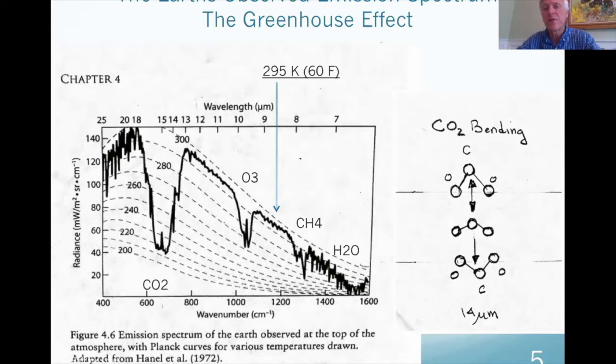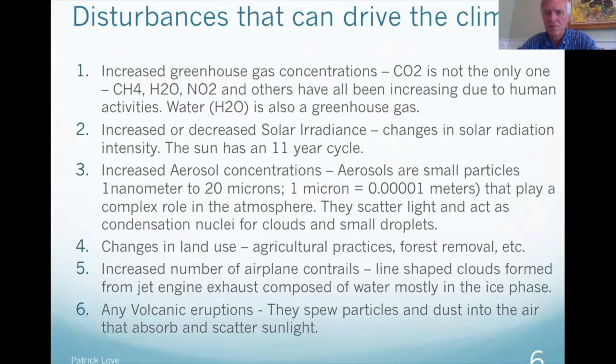So now that I've given you that circumstantial evidence and the little caveat about the saturation of the CO2 line, let's think about what else could affect the temperature of the Earth. So here's a bunch of things. Obviously, there are other greenhouse gases other than CO2. There is methane, H2O, which is water, nitrous oxide, and others have all been increasing, mostly driven by human activities.